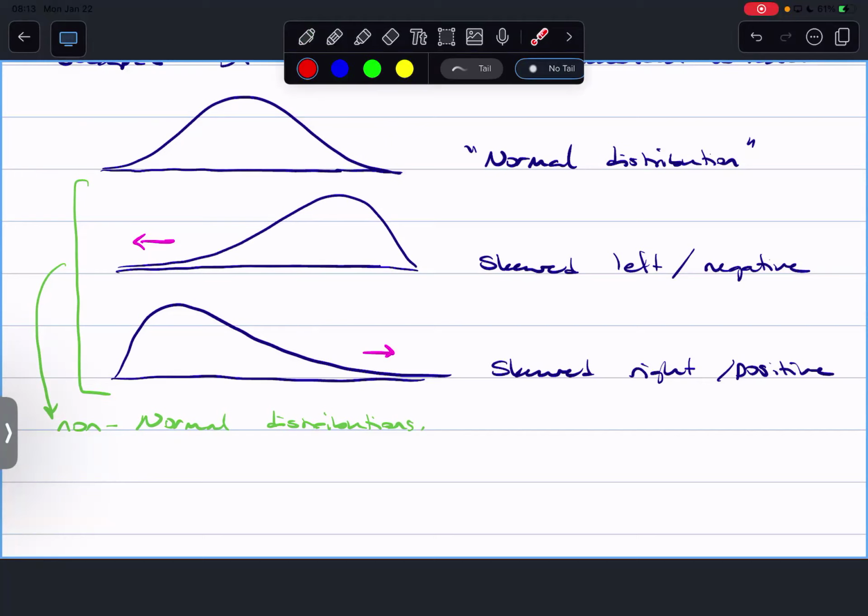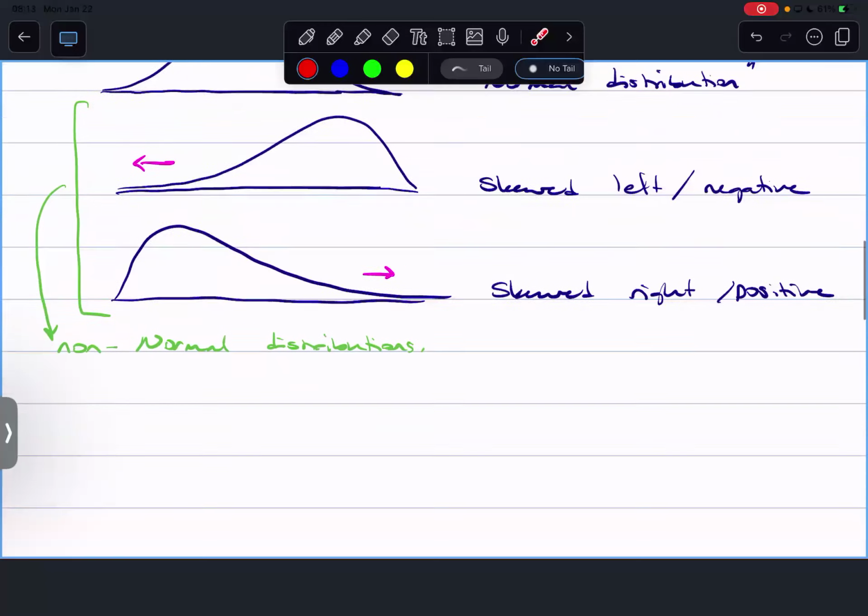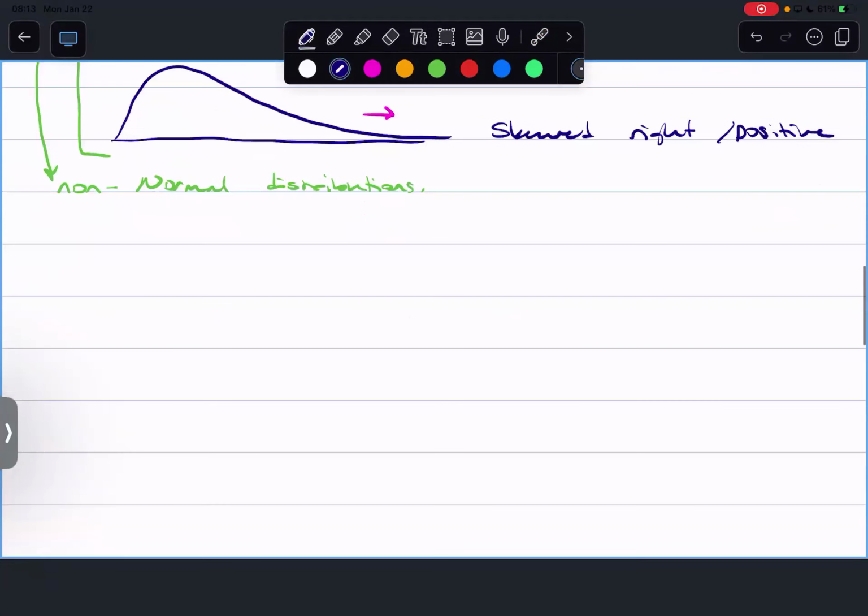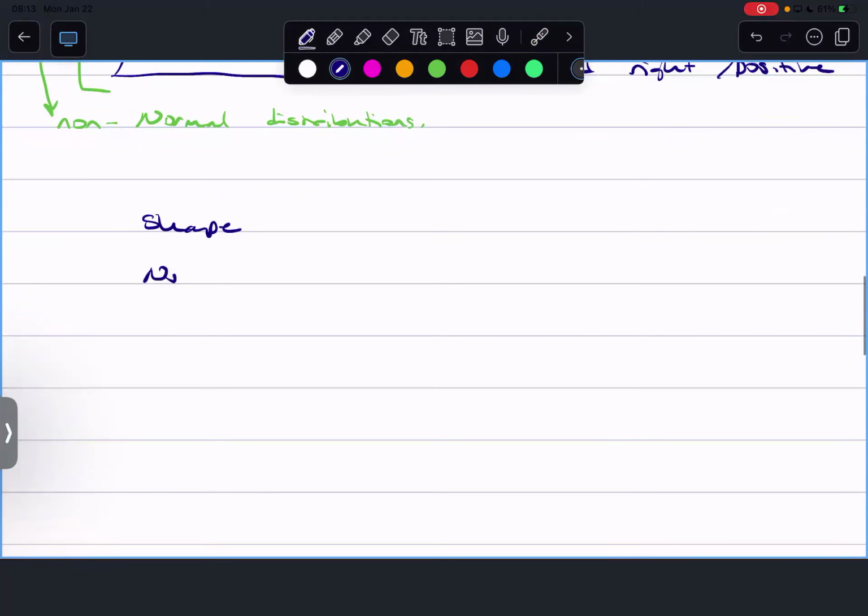The shape determines, or dictates rather, what the appropriate measure of center is. If the shape is normal, then the most appropriate measure of center is going to be the mean, the average. And for the spread, we haven't introduced the spread yet, but just as a heads up, it's going to be the variance or standard deviation.